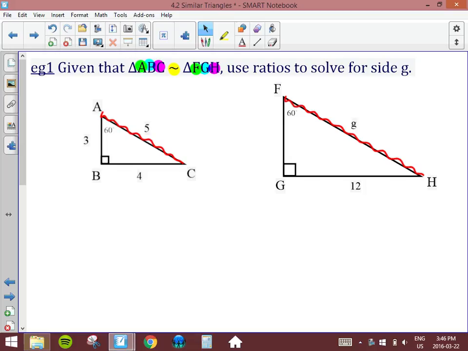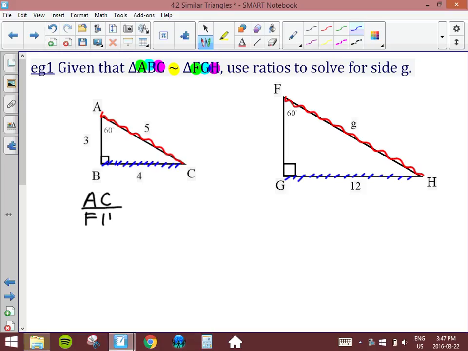Instead of using all 3 ratios or all 3 fractions, I'm only going to use 2. So I only need 1 more pair. Since I don't know anything about F to G, I'm going to use the G to H side and its matching side in the other triangle, which is B to C. So those are my 2 ratios. I can choose to put the bigger triangle on top or the smaller triangle on top. I'm going to put the smaller one on top, so AC goes on top of its matching side, FH. And again, smaller one on top, BC goes on top of its matching side, GH.